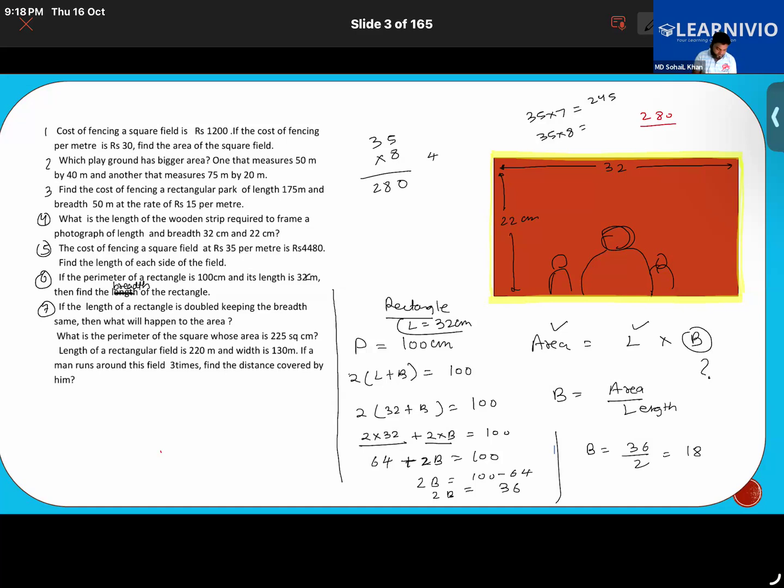We'll be leaving the other question. Like we can do that. It's not that difficult. Question number 8. What is the perimeter of a square whose area is 225 square centimeter?